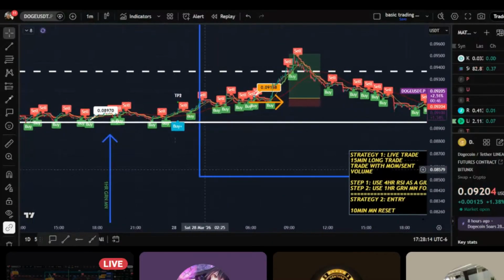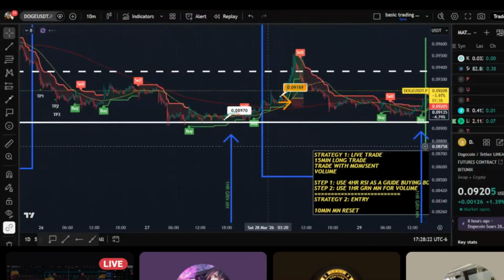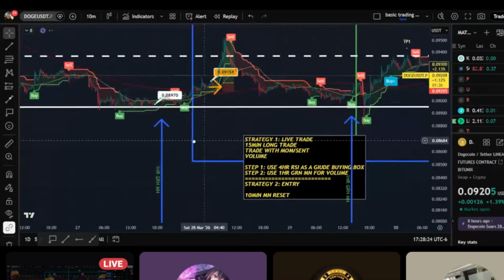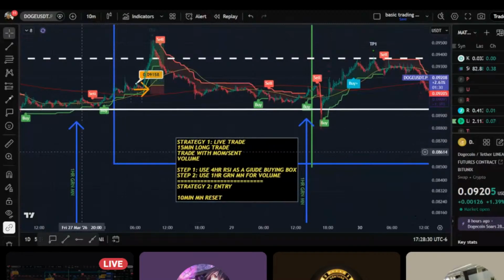1 hour moon. You have your blue box. So we'd slide over here. We go to the 10-minute. And right here you can see that you have, we'll get rid of that. We don't need that right now. But so here's your box. Here's your 1 hour moon.